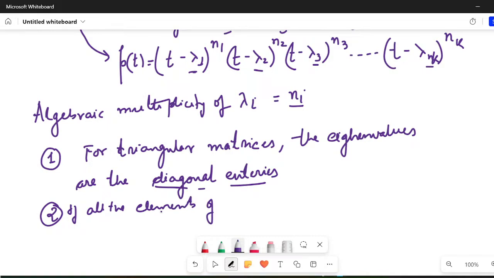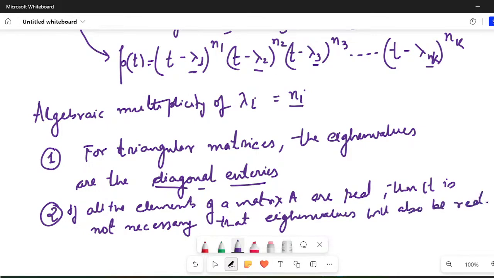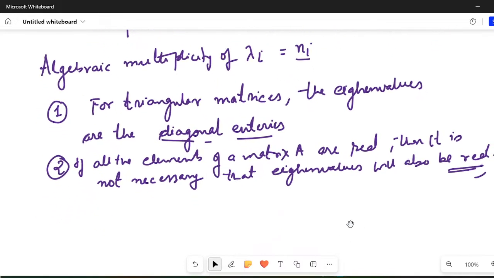We also studied that if all the elements of a matrix A are real, then it is not necessary that the eigenvalues will also be real. So it is not necessary that all the eigenvalues are real. I hope till now all these things we have discussed.